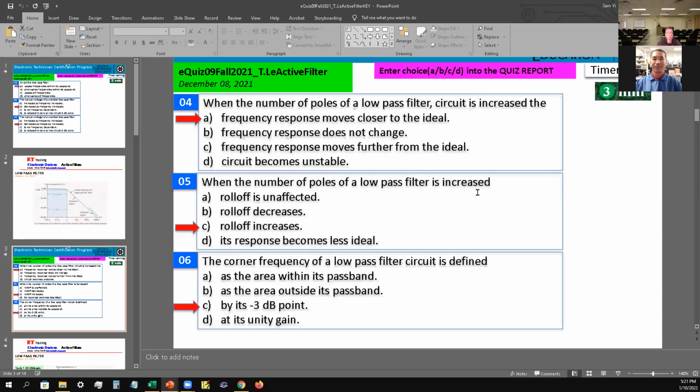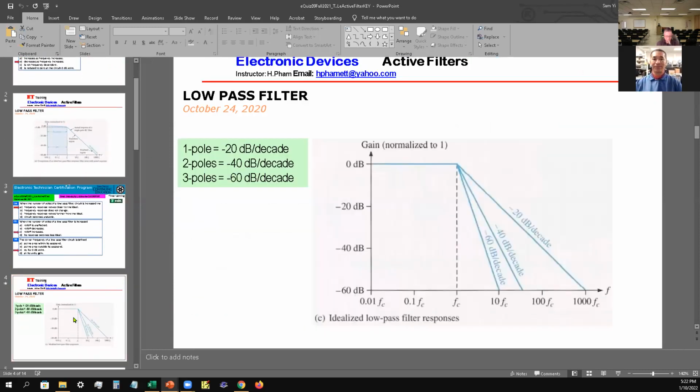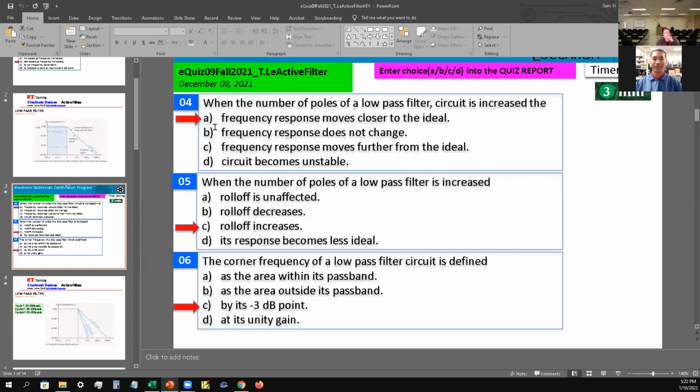Number 4. When the number of poles of a low pass filter circuit is increased, the frequency response moves closer to the ideal. So this is the low pass filter. As the number of poles increases, as you can see, we can move it closer and closer. This is your ideal, that's straight down here. So the more poles that you put in, the closer it moves toward the ideal circuit. So the answer is A as in apple for number 4.